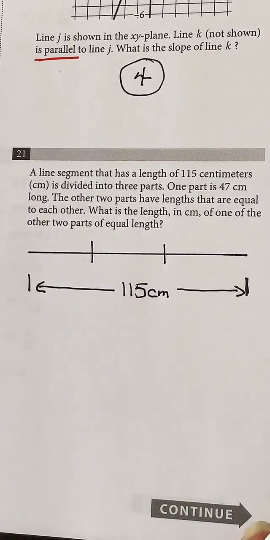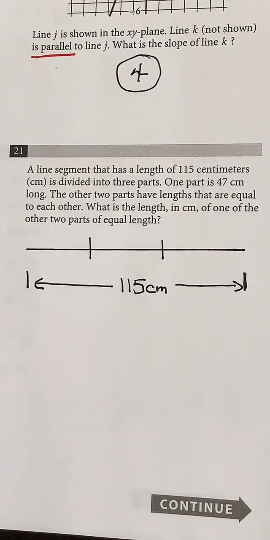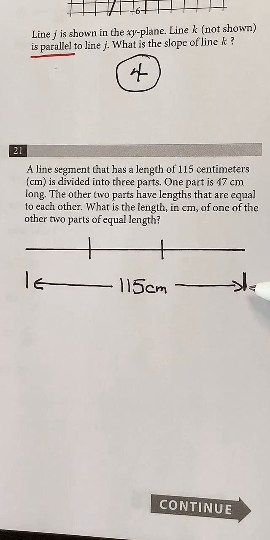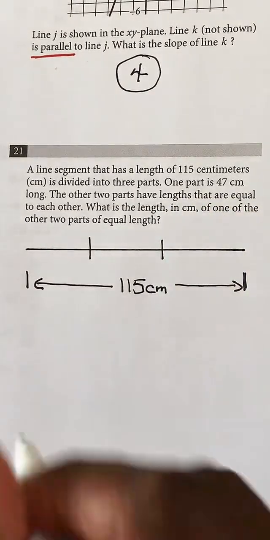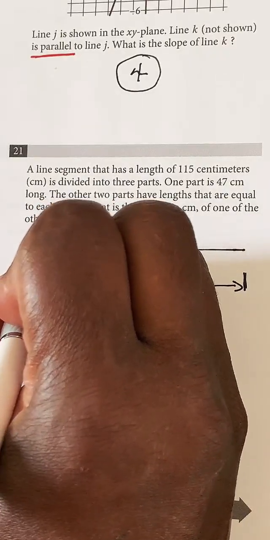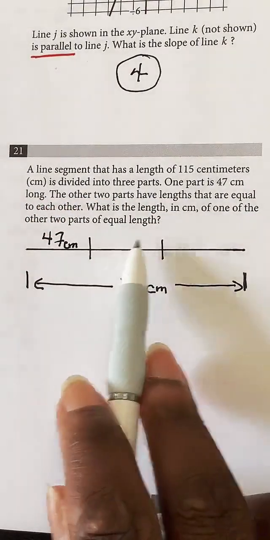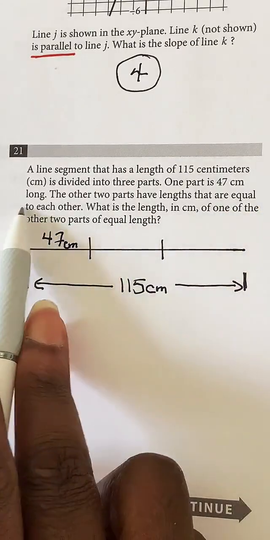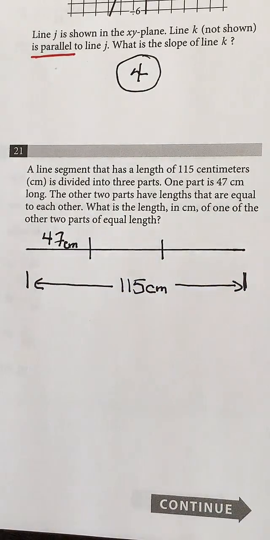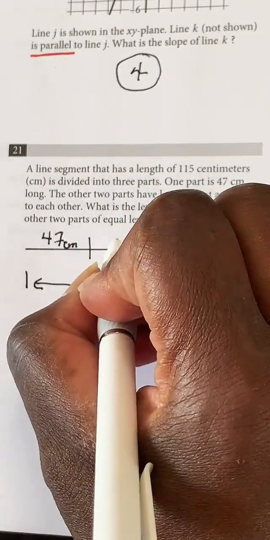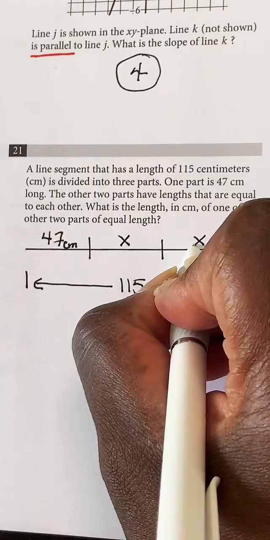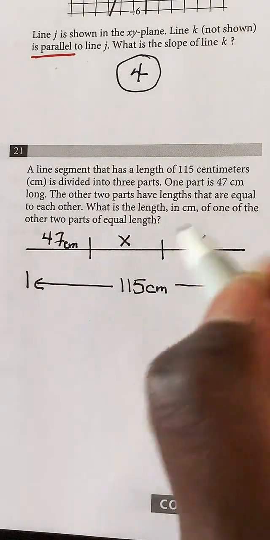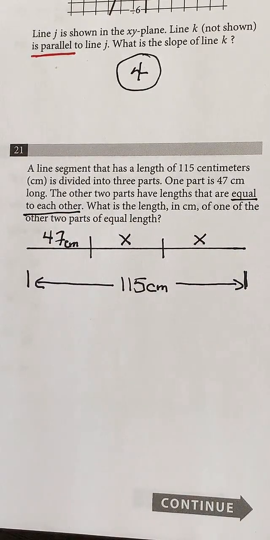Okay, especially for people that have trouble with word problems, draw it out. Draw yourself a picture. So they say one part is 47. And the other two parts are equal to each other. We don't know what those other two parts are. So I'm going to put X as my unknown. And since they're supposedly equal to each other, that's why both of them are X's, because it's going to be the same measurement.